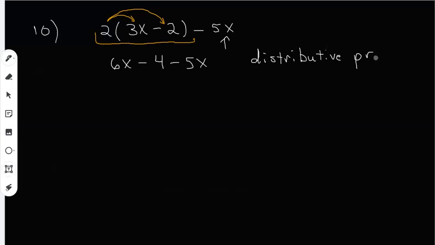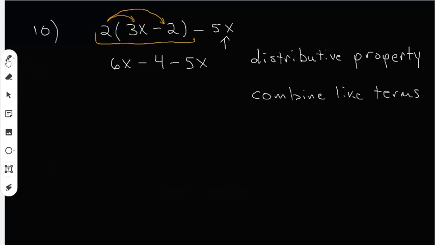What's the next step I have to do after the distributive property? I need to combine like terms, right? Combine like terms. Okay. So which terms are going to match up with each other? And which one is just going to be out on its lonesome without anything to combine with?